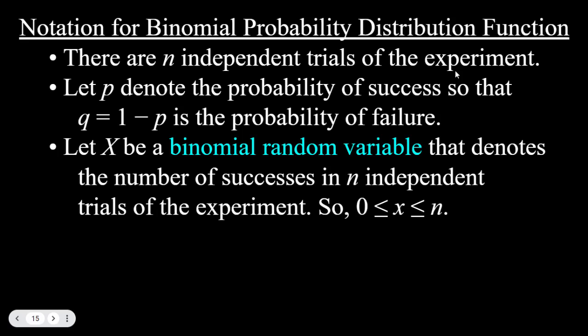We're going to let capital X be a binomial random variable that denotes the number of successes in n independent trials of the experiment. So our lowercase x has to be between 0 and n if we are doing n trials.